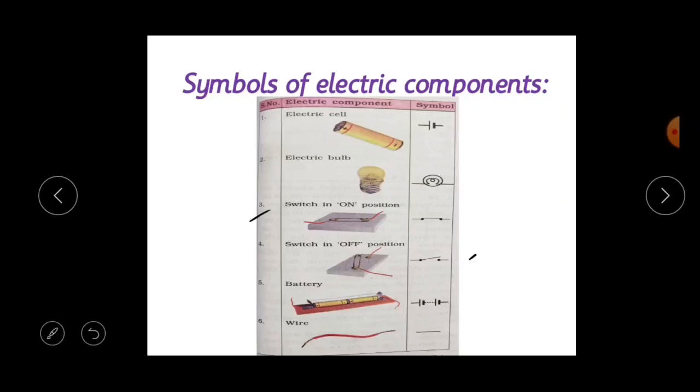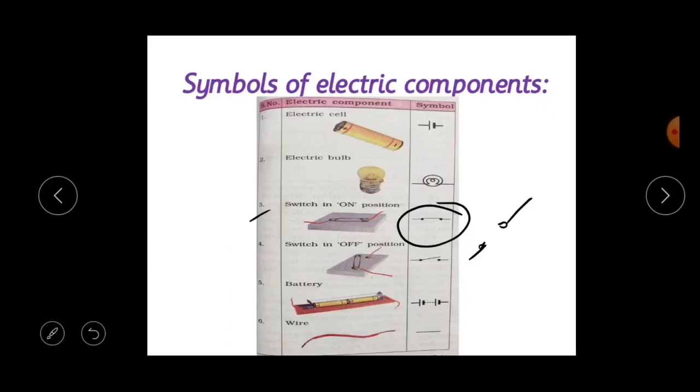Here you can see, if the switch is like this, this is the symbol. If it is connected, it means the switch is in the on position, and this is called a closed circuit. When the switch is closed, the current flows through it, and it is known as a closed circuit. When the switch is on, it is called a closed circuit.